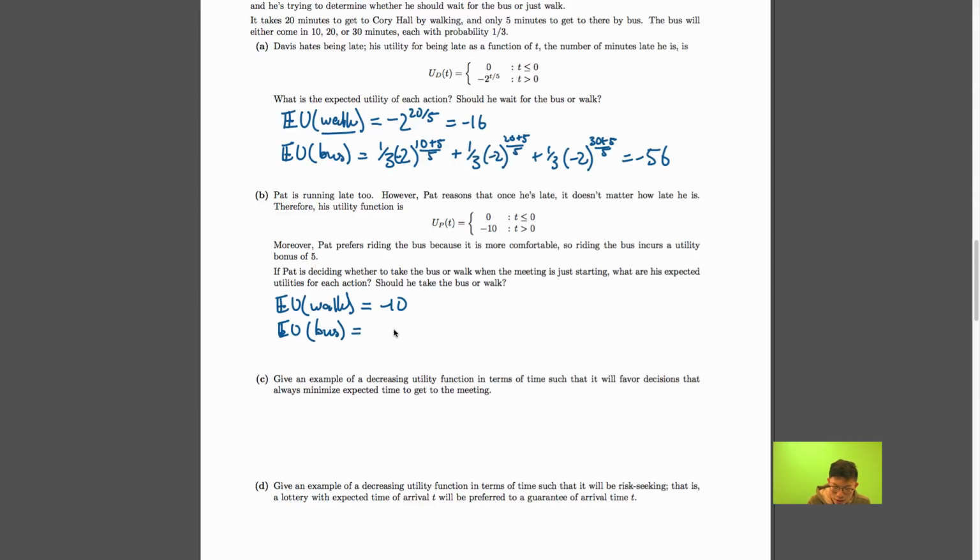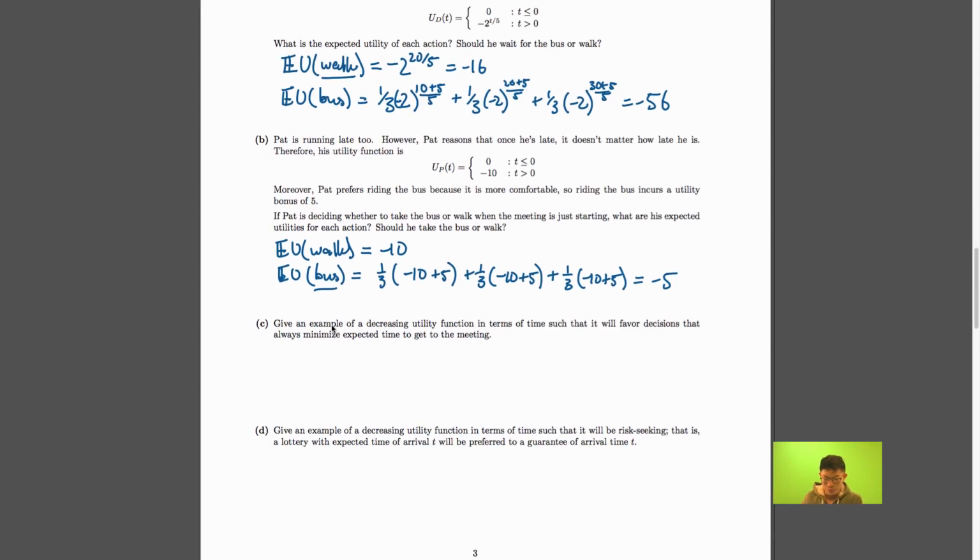But if he chooses to take the bus, we'll see that in any outcome, no matter how late the bus is, he will still incur the same utility. So if the bus is 10 minutes late, he'll get -10 for being late, plus a 5 utility bonus for just taking the bus. And this will be true no matter how late the bus comes, which means that his expected utility is -5, which means that Pat should choose to take the bus because that is the action that will allow him to maximize his expected utility.